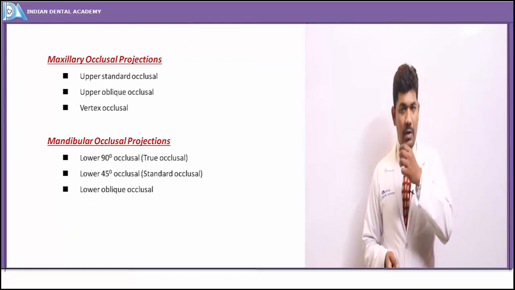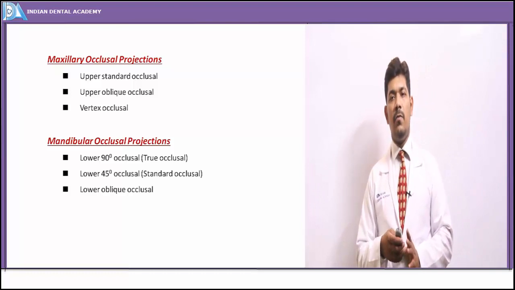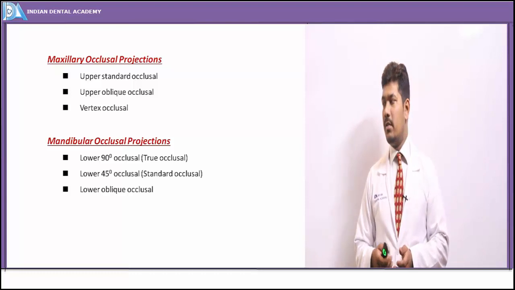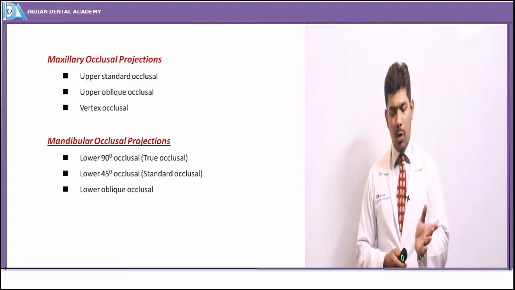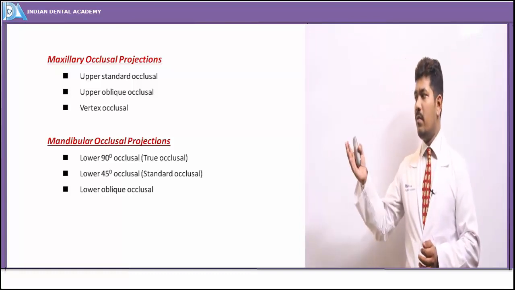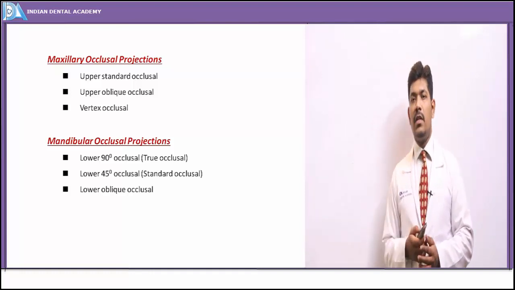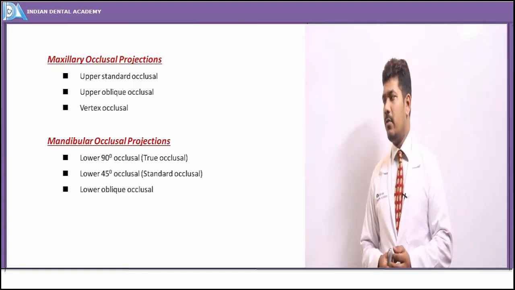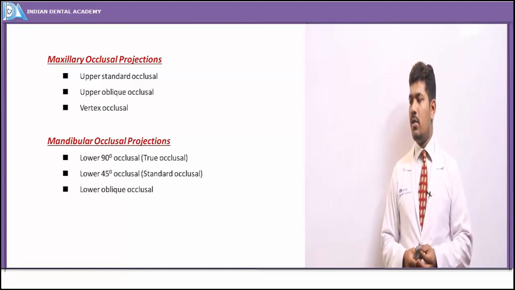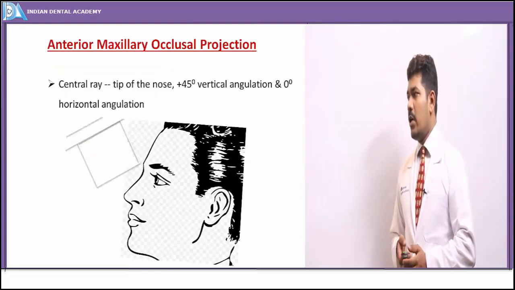Now, depending upon the areas of the occlusal arch which are taken into consideration and studied, and depending upon the arch, we can broadly classify them into maxillary occlusal and mandibular occlusal projections. Among the maxillary, we have the standard occlusal, oblique occlusal as well as vertex occlusal. Obviously, vertex occlusal is not used anymore. In mandibular, we have the true occlusal or the lower 90-degree occlusal, the lower 45-degree occlusal, or the lower oblique occlusal. So, what are these angulations?